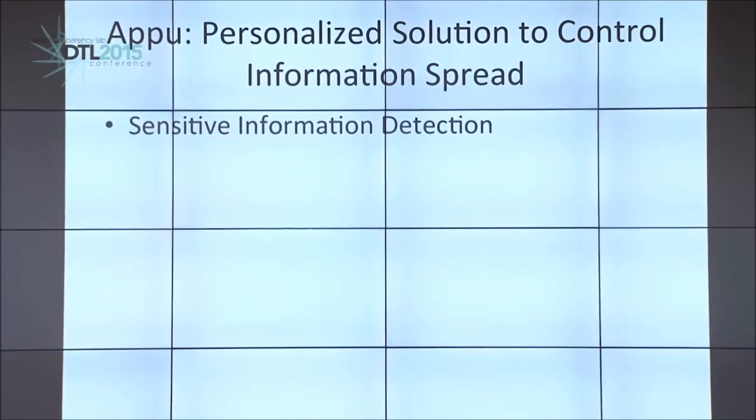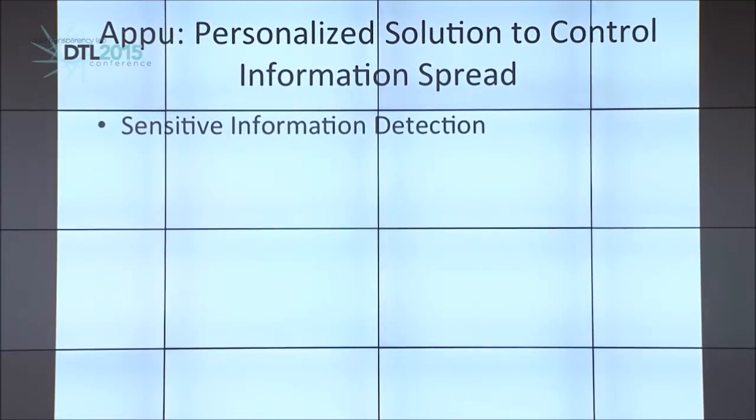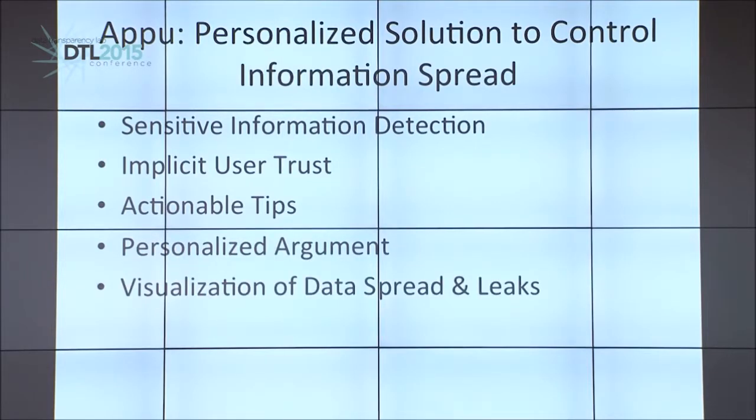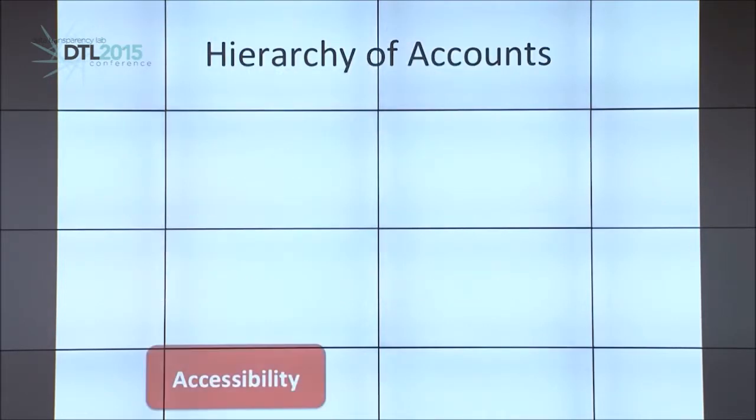So we have built Appu, which is a browser plugin that helps the user tackle all these problems, such as sensitive information detection, detecting the implicit user trust bit as he shares more and more sensitive information with the web services, then providing the user tips to change his behavior using personalized arguments rather than rigid rules, and finally showing the user all of his data at one single place.